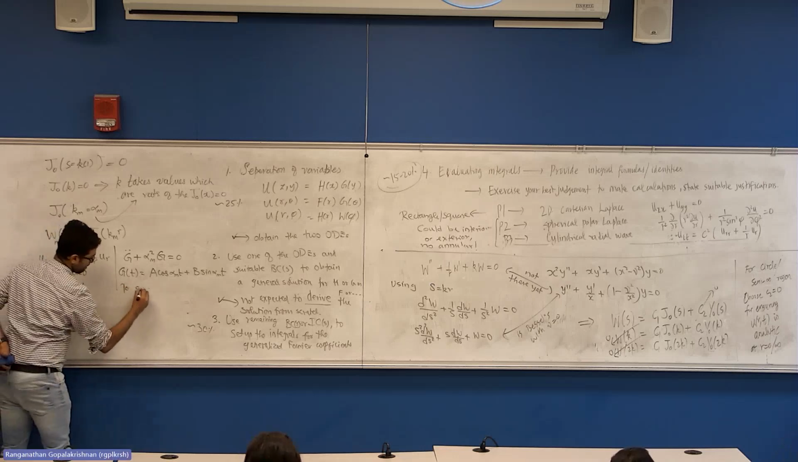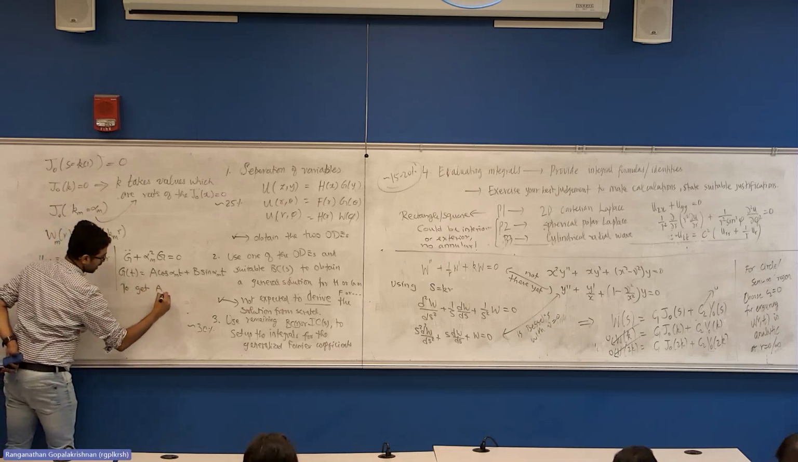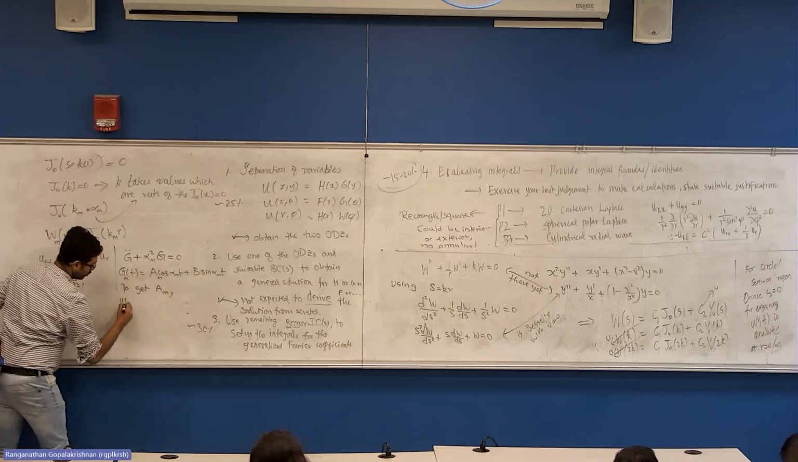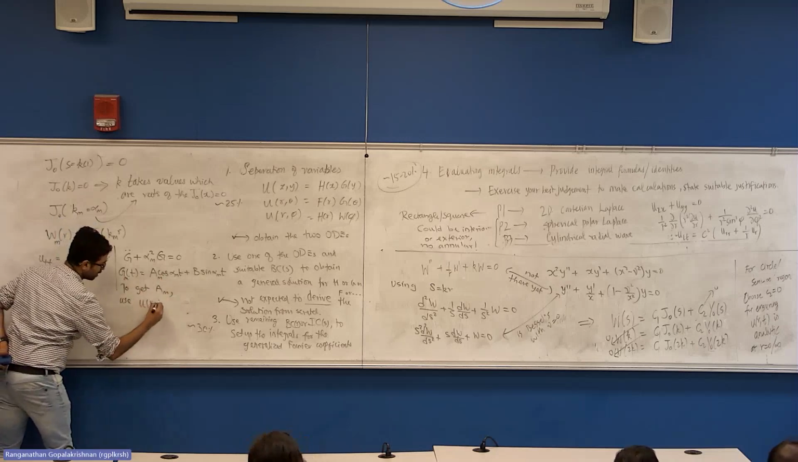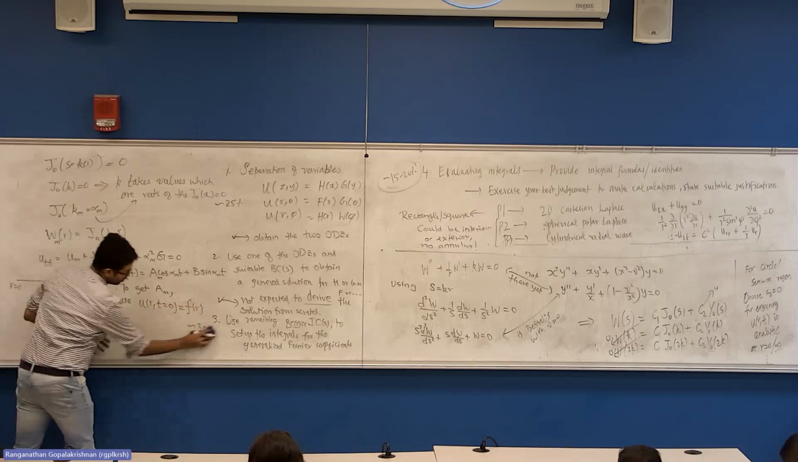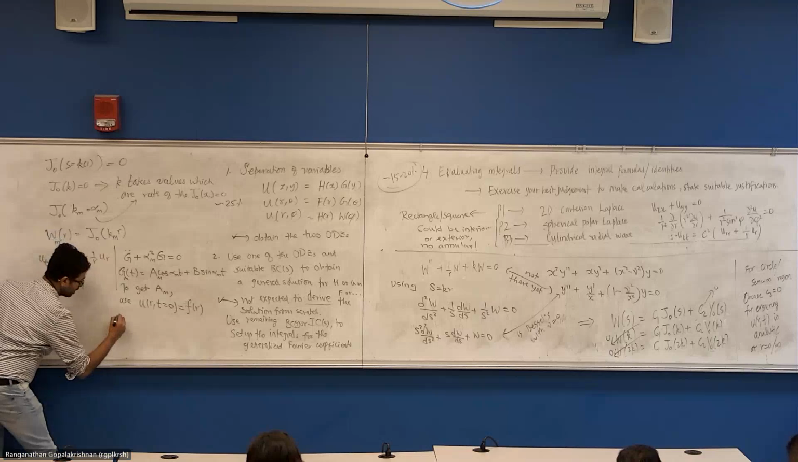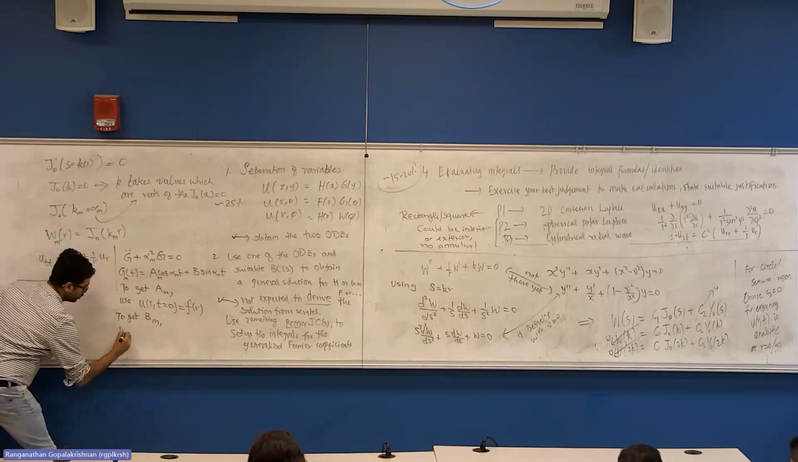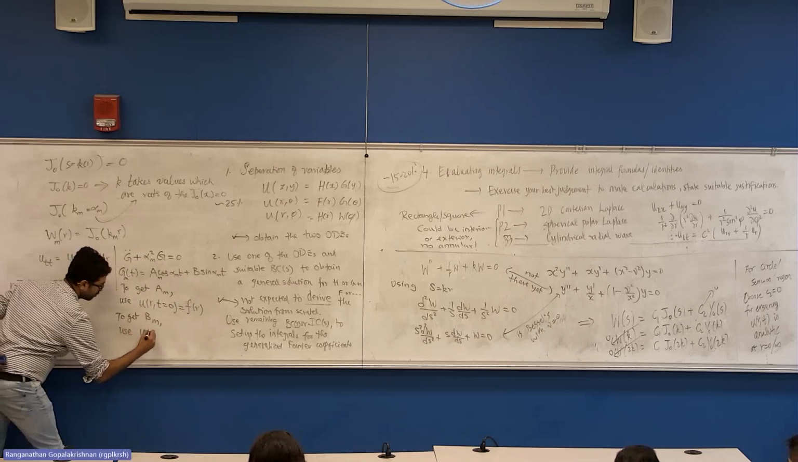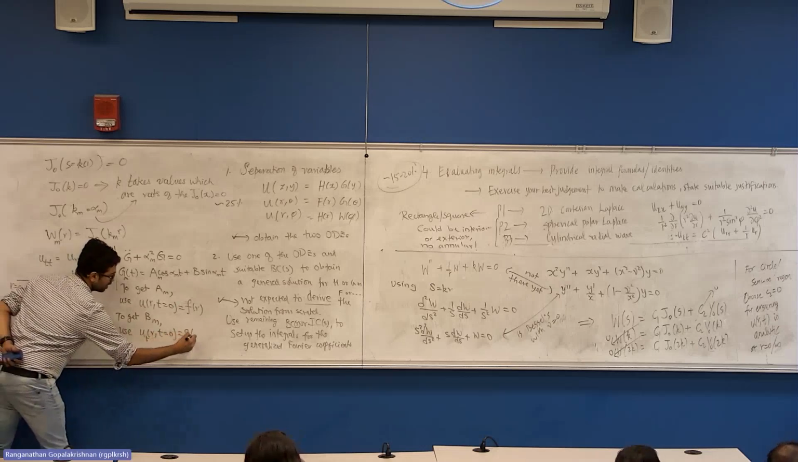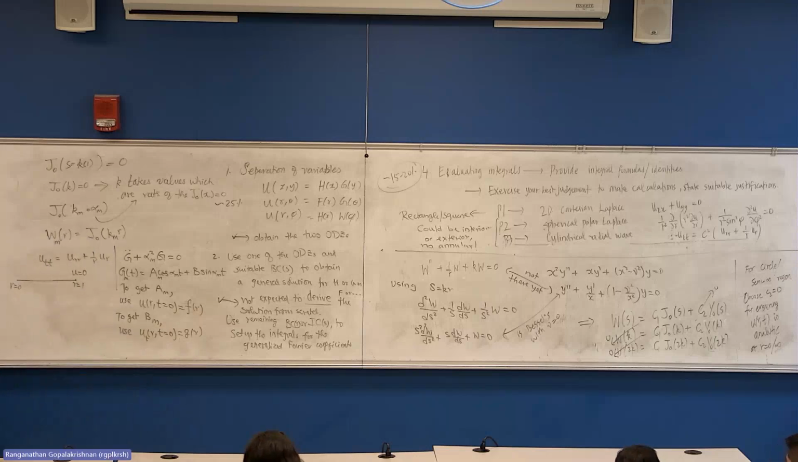To get A_m, use u of r comma t equal to 0 of f of r. That is the initial displacement, and to get B_m, use u_t of r comma t equal to 0, which is g of r, let's say, which is the initial speed.